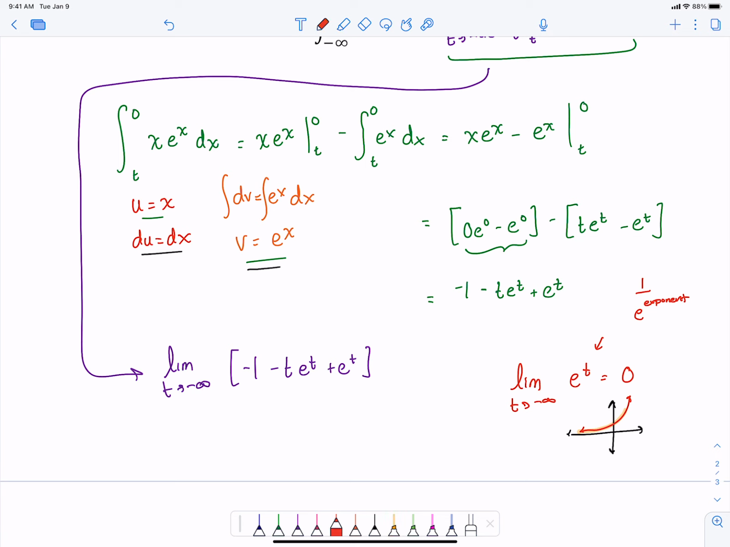So what happens with our limit is that this part's going to go to 0 and this part's going to go to 0. So even though that t is going to go to negative infinity, it's going to be multiplied by a smaller and smaller number that's going to 0. So it's going to go to 0 as well. So what we're going to be left with is just this -1. So that again tells us that our integral from negative infinity to 0 of x e to the x dx is going to be equal to, oops, excuse me, -1. So this one does converge, as did the last one.